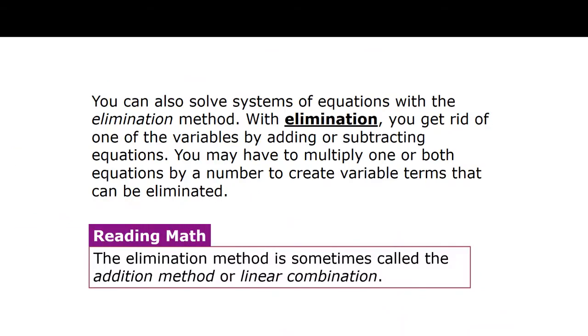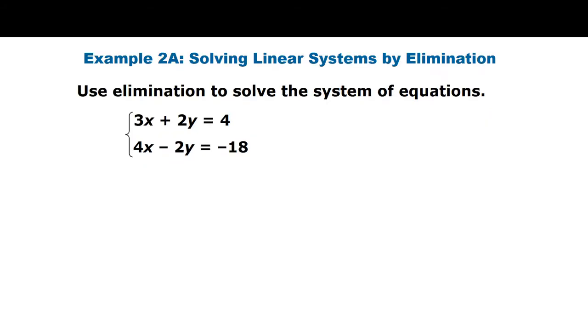All right. So you can also solve a system of equations with the elimination method. In elimination, you get rid of one of the variables by adding or subtracting equations. You may have to multiply one or both equations by a number to create variable terms that can be eliminated. The elimination method is sometimes called the addition method or linear combination. So let's give these a try.